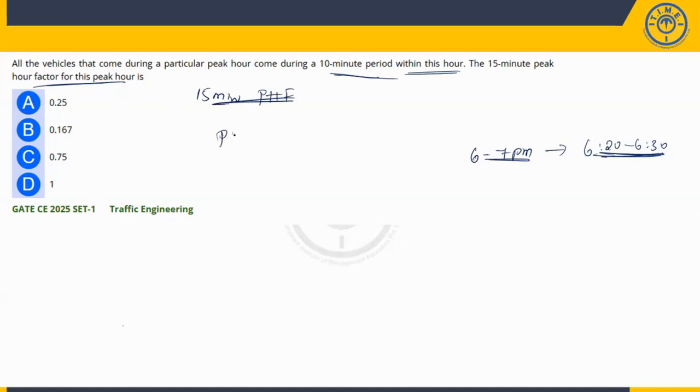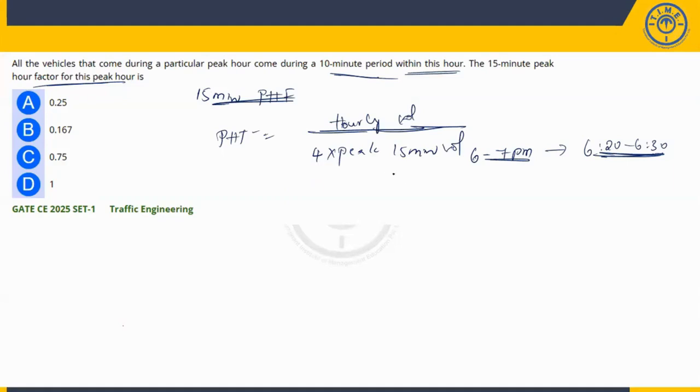Peak hour factor is given by the formula: hourly volume by how many 15-minute intervals we have? 4. In 1 hour, you have four 15-minute intervals. Therefore, peak hour factor is hourly volume by 4 times peak 15-minute volume.